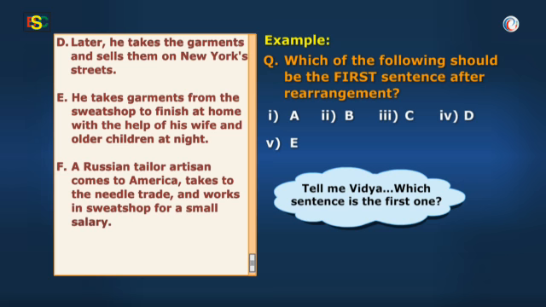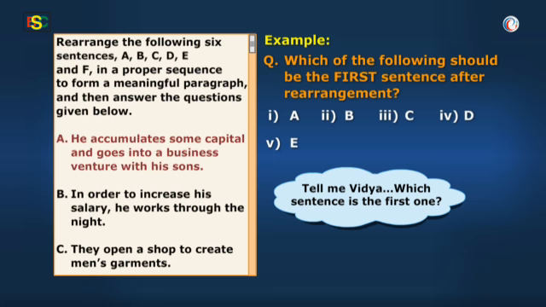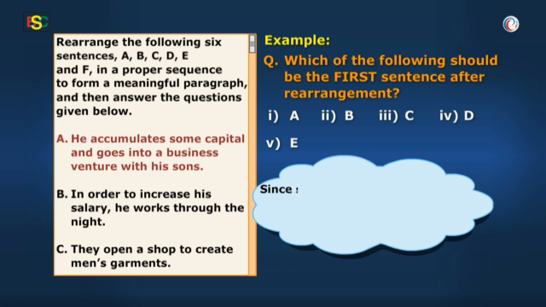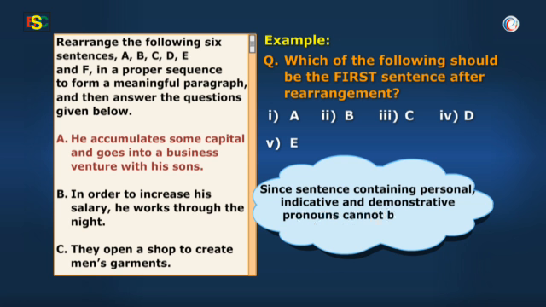Ma'am, sentence A cannot be the first sentence of this paragraph. This sentence contains the pronoun he, and the noun represented by this pronoun is not present in this sentence. Now, since a sentence containing personal, indicative, and demonstrative pronouns cannot be the first sentence of a paragraph, Right, go on.